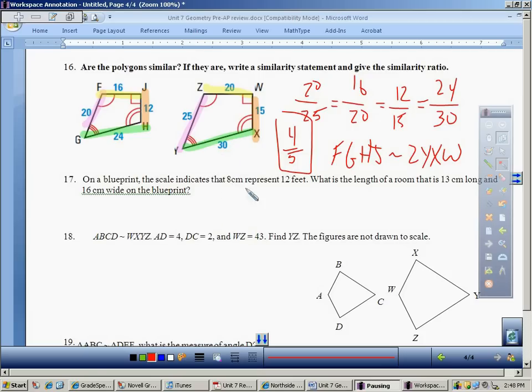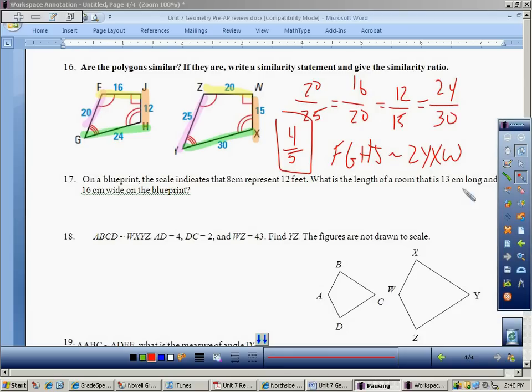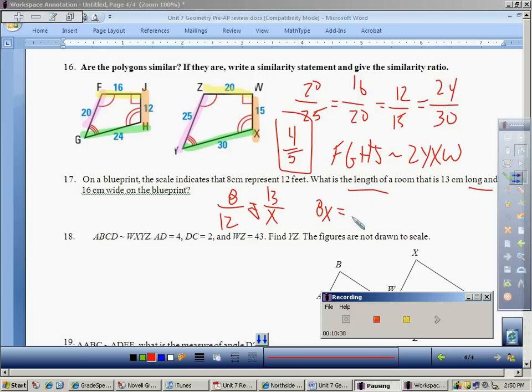17. On a blueprint, the scale indicates 8 centimeters to 12 feet. What's the length of a room that's 13 centimeters long and 16 centimeters wide? Well, what I care about is the length. So if the blueprint indicates 8 centimeters on the blueprint to 12 in real life, then that would correlate to 13 in the blueprint to x in real life. When I cross multiply, I have 8x equals 156. Divide both sides by 8. And then x is equal to 19.5 feet.